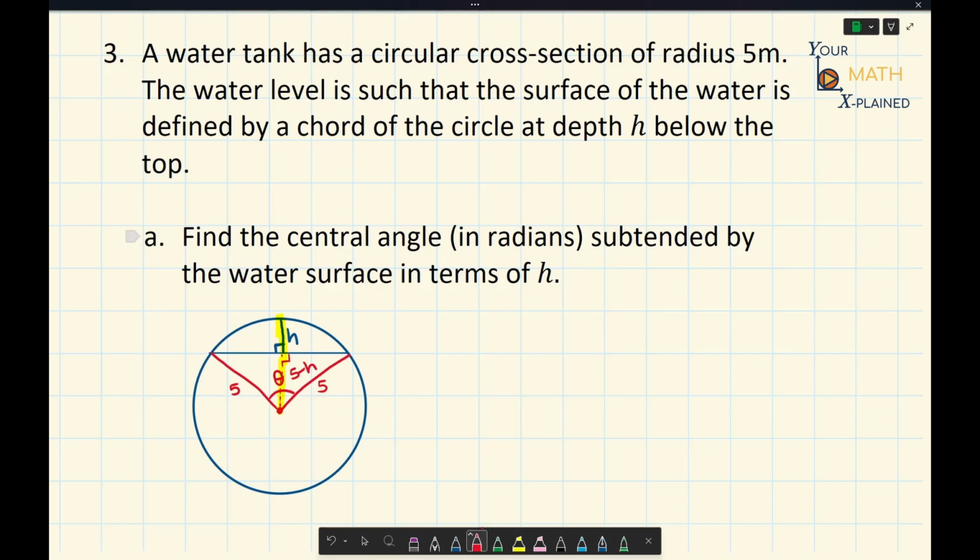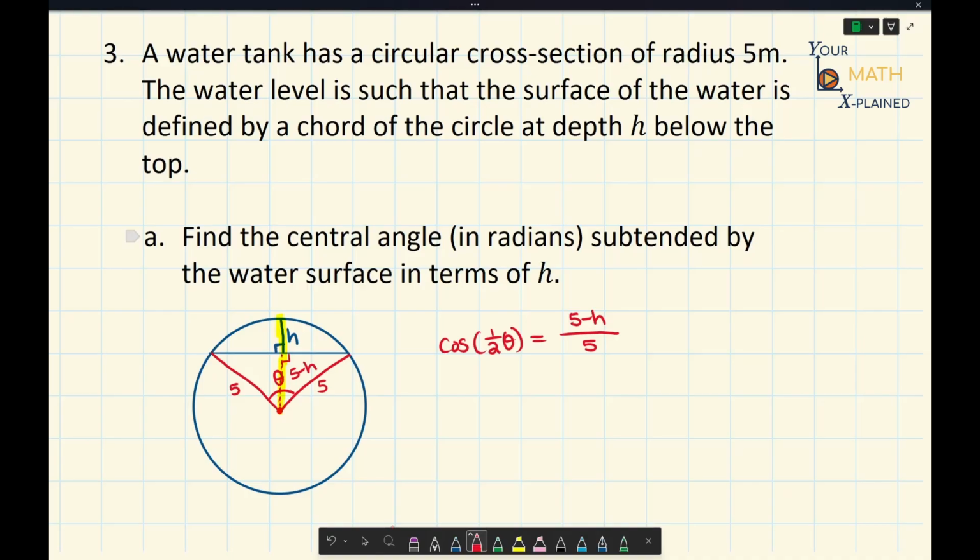And what we also know is that this line here is going to divide our angle theta in exactly half. So now using trig ratios, we know that cosine of half of theta is going to be equal to adjacent over hypotenuse. So our adjacent here is 5 minus h, and our hypotenuse is 5.